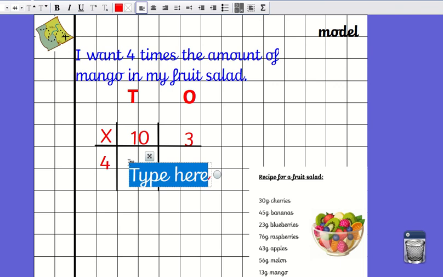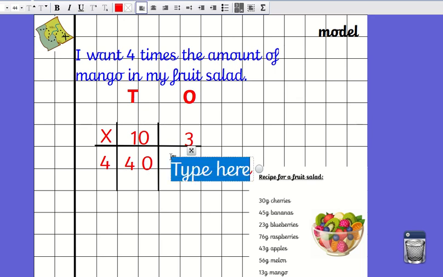Now we can do 4 times 10. 4 times 10 is 40. And I don't need to make that 10 times bigger because I can just do that, that's fine. I would only make it 10 times bigger if I did 4 times 1, which is 4, and then make it 10 times bigger, which is 40. And then 4 times 3. And 4 times 3 is 12.